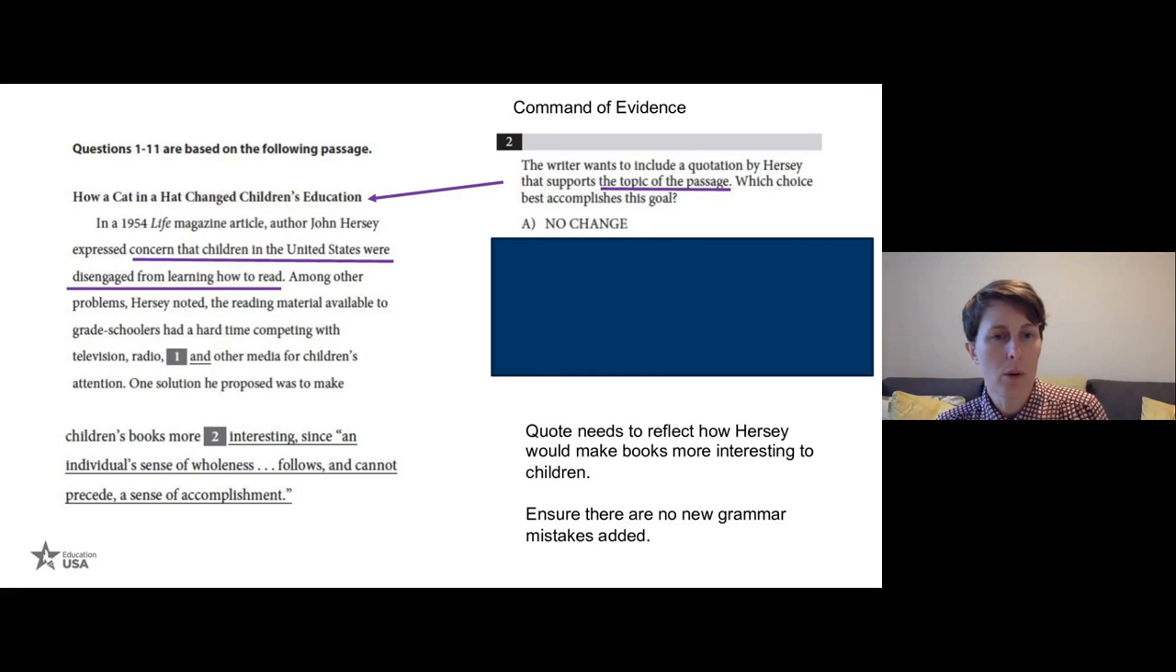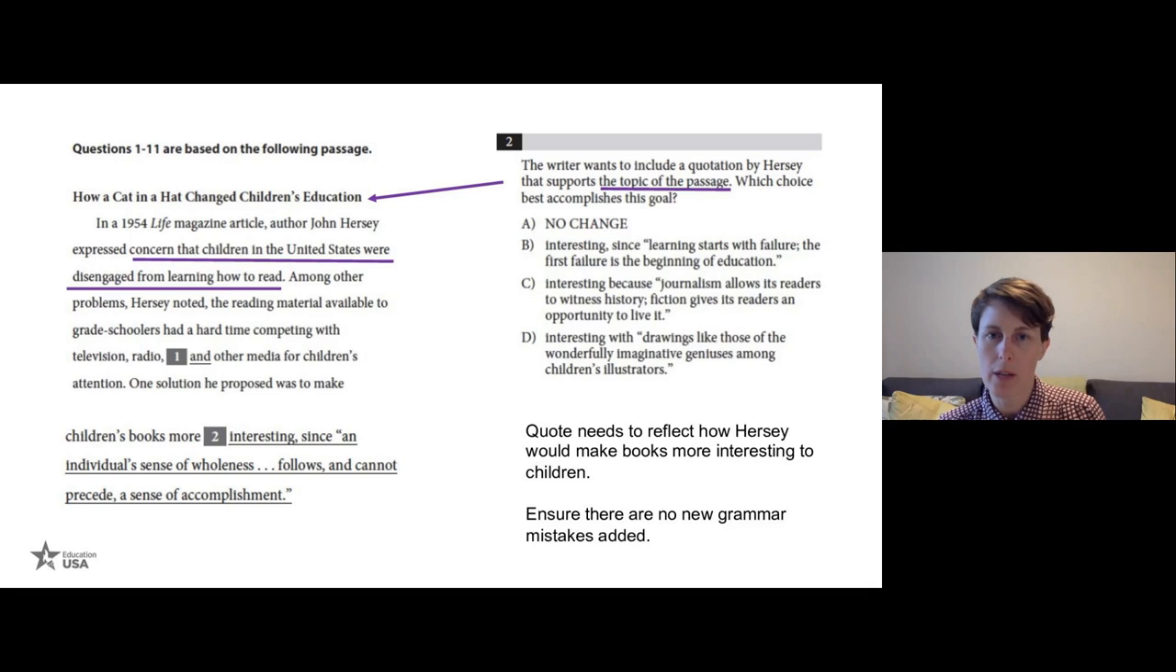All right, so I will reveal the different answers, and you can see this is also a no change. Sometimes these questions have all four as new. So that's the other thing you need to always double check, whether or not A is a no change. And in this case it is, because there's already a quote in there. All right, so I'll go ahead and reveal that and give you about 30 seconds to answer this.